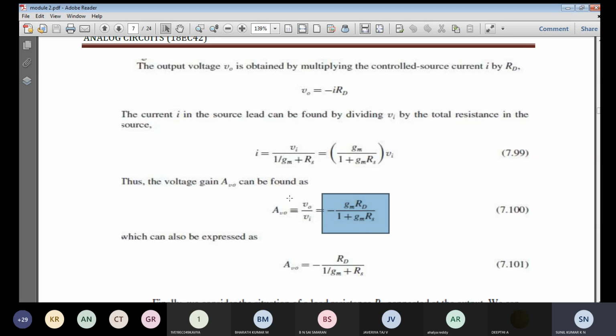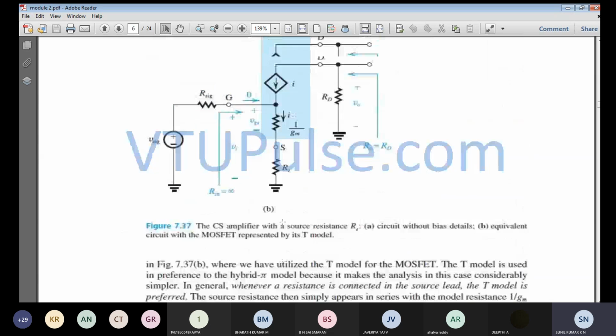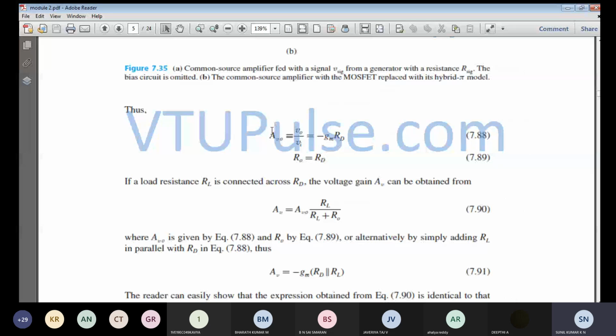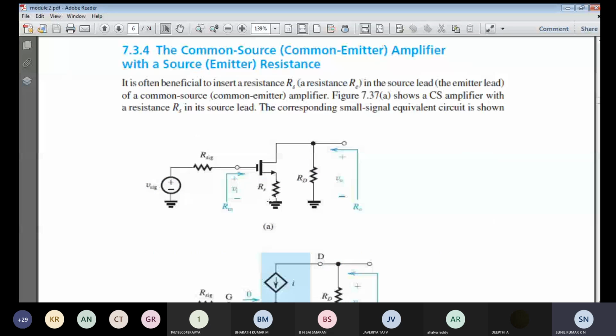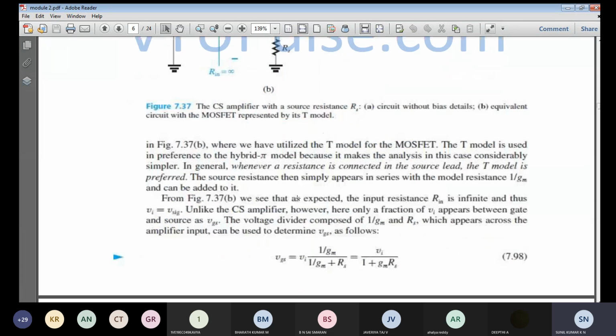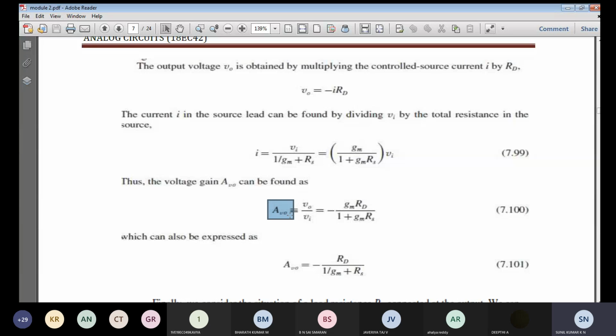If we carefully look at this expression, the open circuit voltage gain without source resistance was just equal to minus GM into RD. That was the previous expression, you can see over here. So for common source without source resistance, it is just minus GM into RD. But now, adding source resistance in series to the source terminal, the open circuit voltage gain is minus GM into RD divided by 1 plus GM into RS.